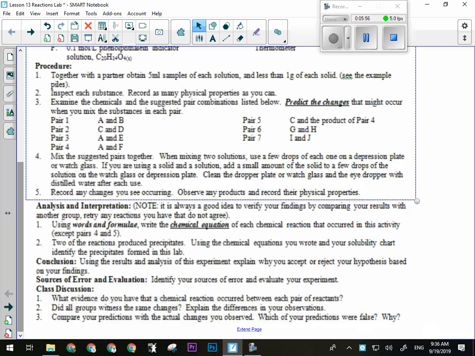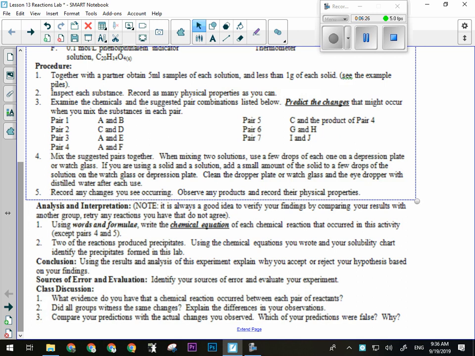Okay, question number 1 says, using words and formulae, write the chemical equation for each reaction that occurred in this activity except for pairs 4 and 5. So I should see a formula reaction and a word reaction for each of those pairs. Everybody follow on that? And I should see a balanced chemical reaction for each of those, right? So that formula one that you write out, the equation, needs to be balanced as well.